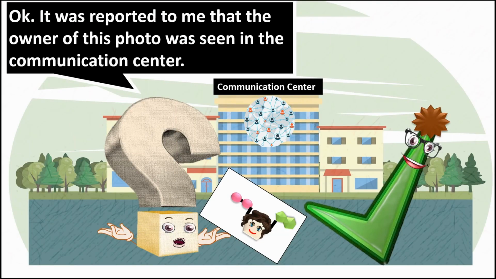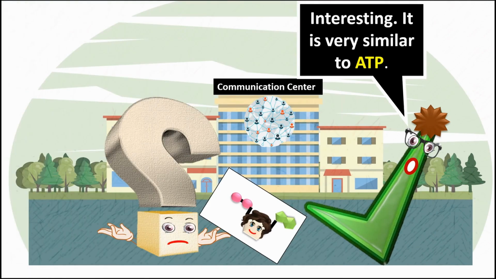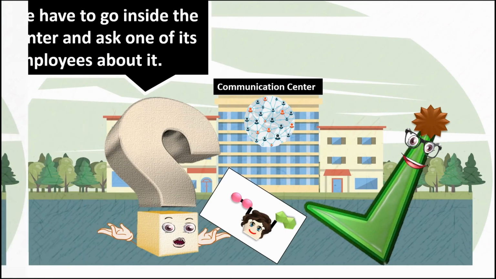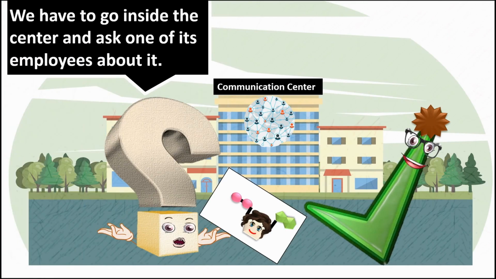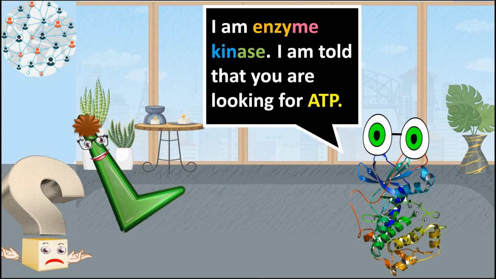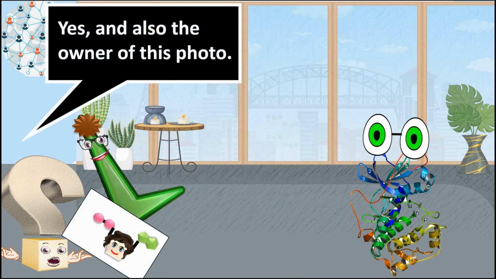Okay. It was reported to me that the owner of this photo was seen in the Communication Center. Interesting. It is very similar to ATP. We have to go inside the center and ask one of its employees about it. I am enzyme kinase. I am told that you are looking for ATP. Yes, and also the owner of this photo.